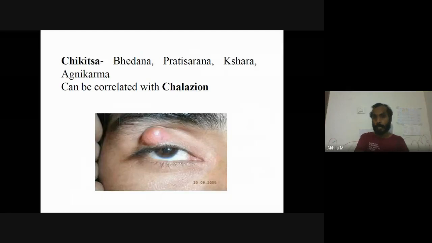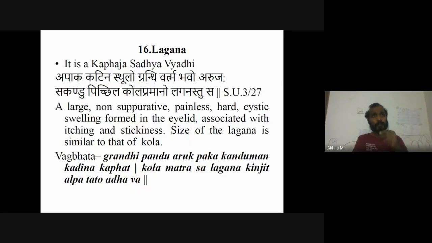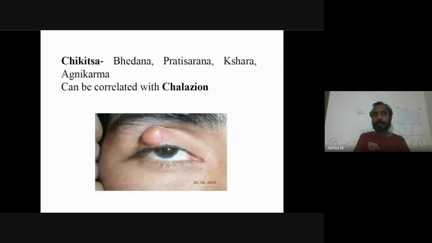So this can also be correlated with chalazion. We already described chalazion, or meibomian cyst, or tarsal cyst. That is a non-suppurative granulomatous swelling of the meibomian gland. That swelling will be away from the lid margin. There won't be that much pain, and the swelling will be away from the lid margin. And we can find some openings, some red or yellow openings. When we are everting the palpebral conjunctiva, we can see some yellowish, reddish openings. So this Lekhana can be correlated with chalazion, or meibomian cyst, or tarsal cyst.